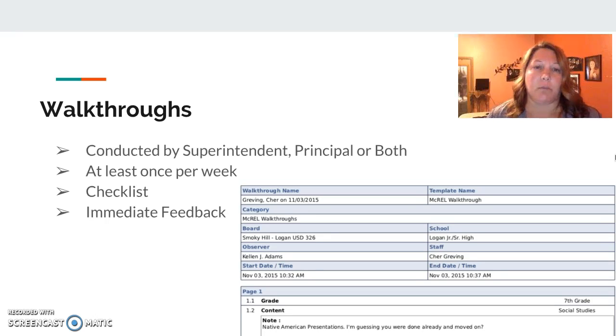Part of the evaluation process that happens yearly, and weekly I should say, are what we call walkthroughs, and these are conducted by either the superintendent or the principal, or they can both come into your room at the same time. But what this means is, as I'm teaching, if I have a walkthrough, the principal or the superintendent will come into the classroom and just look to see what I'm doing for 5 minutes or so and then leave. No questions asked. They don't interrupt the lecture unless I ask them to interrupt.